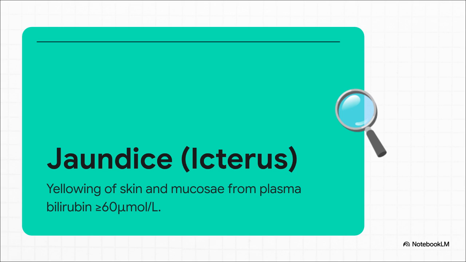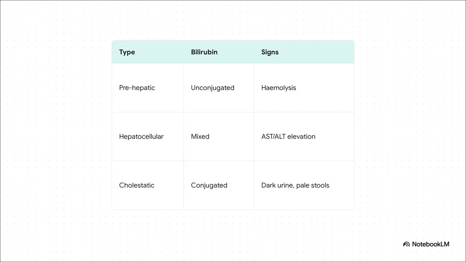Because mild cases are super easy to miss, checking the sclera, the whites of the eyes, in natural daylight is absolutely crucial. Categorizing the jaundice is the secret to finding the culprit. You have 3 main buckets. First, is it prehepatic? Like red blood cells breaking down too fast, causing unconjugated bilirubin to spike? Second, is it hepatocellular, meaning the liver cells themselves are taking a hit from a virus or alcohol, which you'll see as massive AST and ALT enzyme spikes?